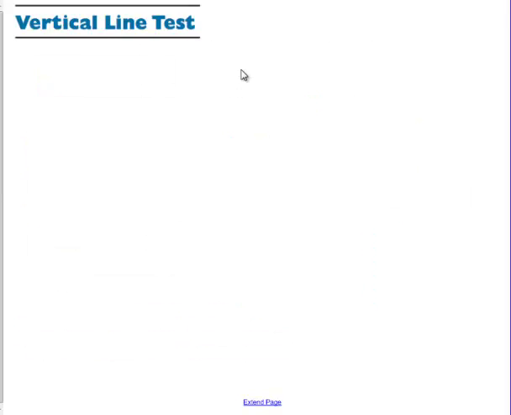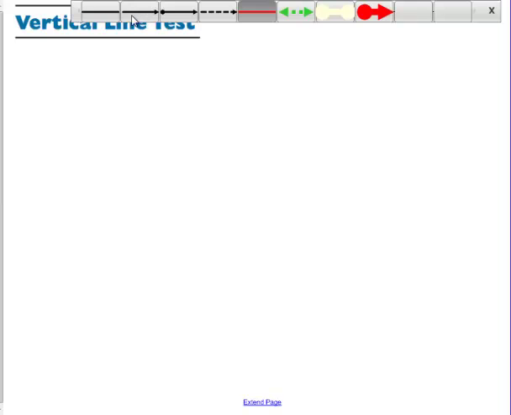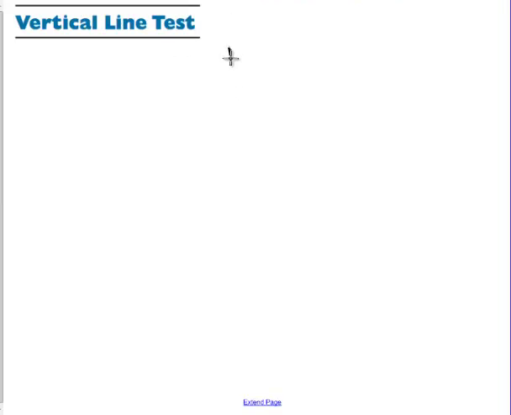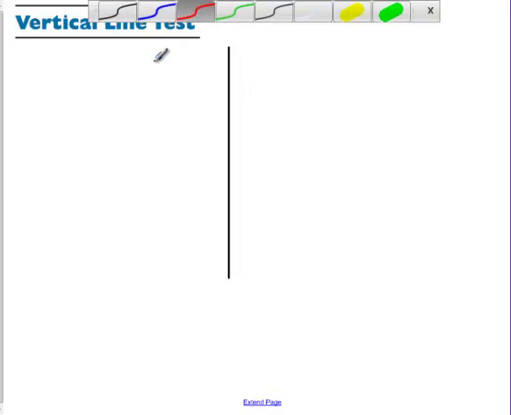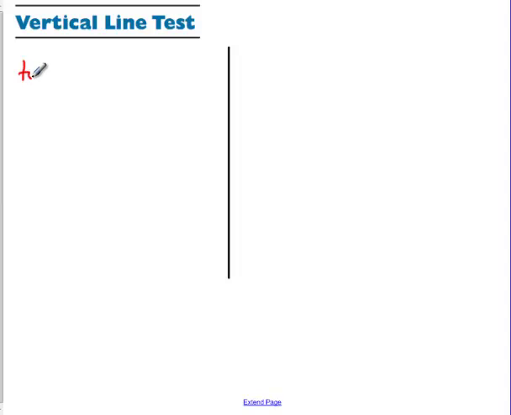Okay, we have something called the vertical line test. And a vertical line is that. And a vertical line test we use to test graphs, to see if they are functions.